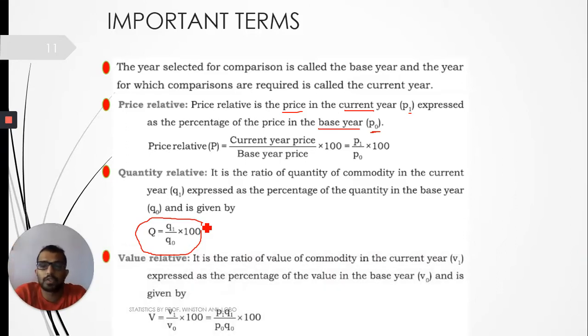In the same way we also have value relative, students. Now what is this value relative? It is the ratio of the value of the current year to that of the value of the base year. Same thing as price and quantity. Here P and Q will be replaced by V. V1 by V0 into 100.